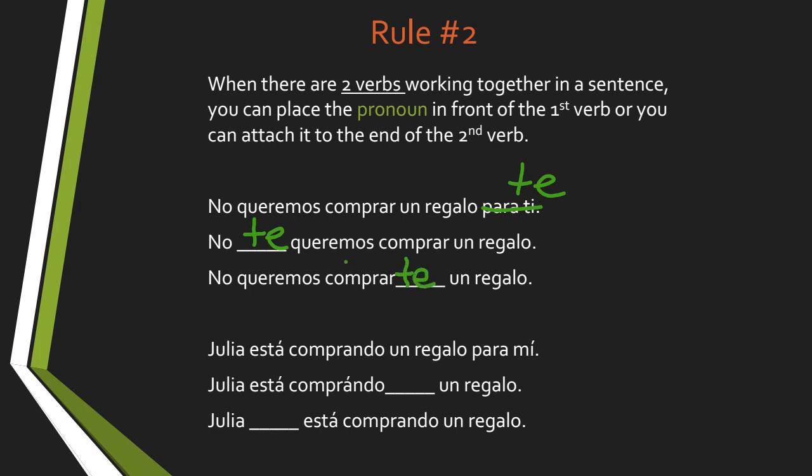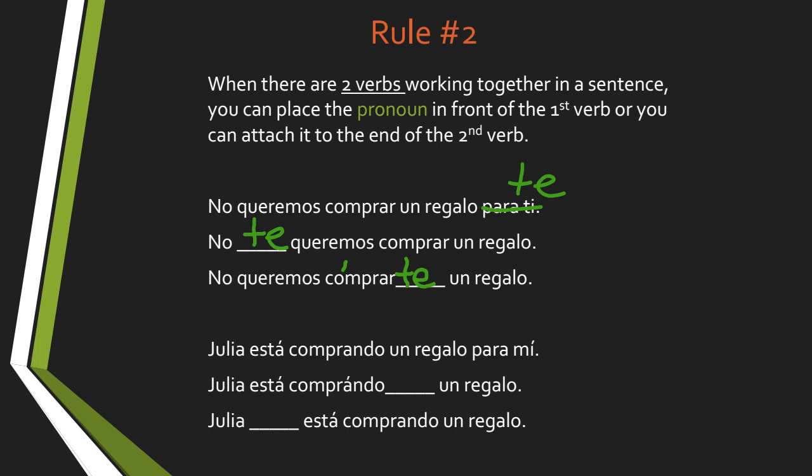And then you actually count back 3 vowels and put an accent mark above the O there. So it'd be no te queremos comprar un regalo, or no queremos comprarte un regalo. And either way, in English, it gets translated the same way, as we don't want to buy a gift for you. That next sentence there, Julia está comprando un regalo para mí.